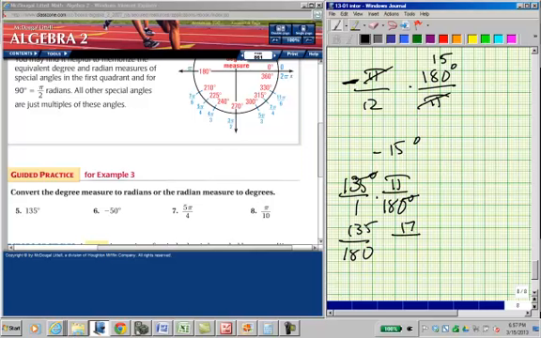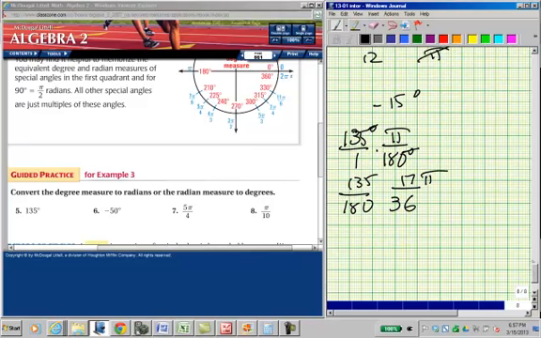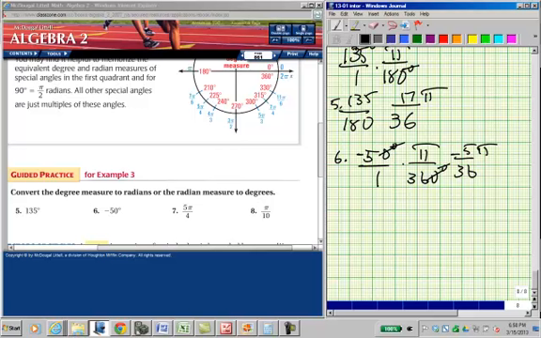5 goes into 135 17 times, and 5 goes into 180, let's see, 36 times. So 17 over 36 pi. You can double check that. I think that's right. Okay, so that's 5. 6, negative 50 degrees over 1 times pi over 360 degrees. Okay, the 0 cancels. And we have negative 5 over 36 pi. And that's about as far as we can go.